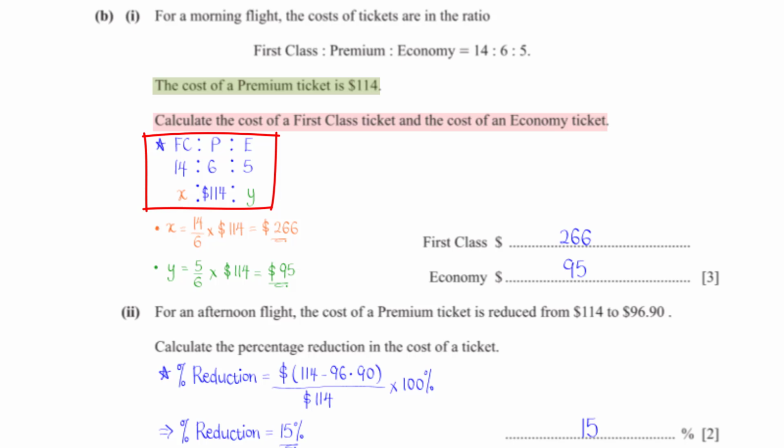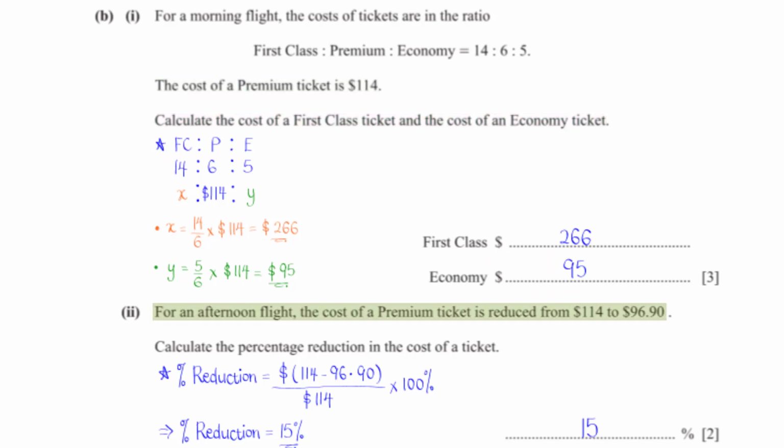To find X, we are going to set up our equation from these two. This gives us X is equal to 14 over 6 times $114, giving us $266. To find Y, we are going to set up our equation between these two. And this gives us Y is equal to 5 over 6 times $114. This gives us $95.